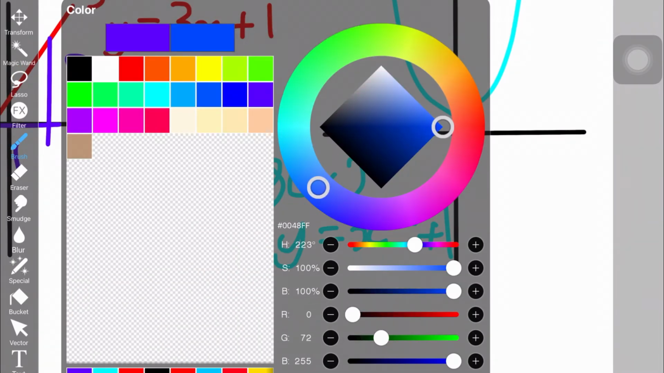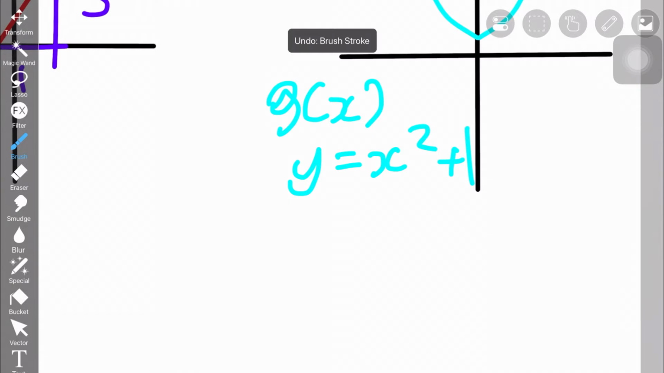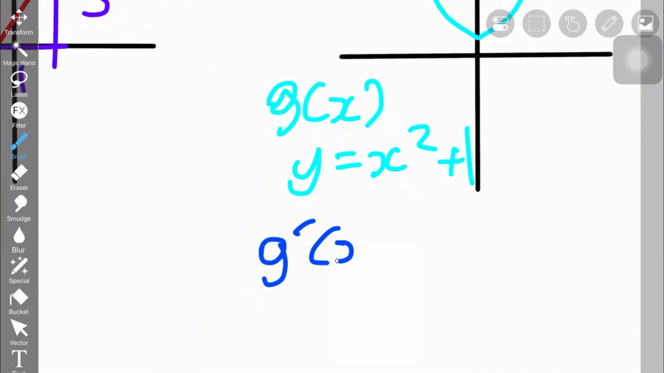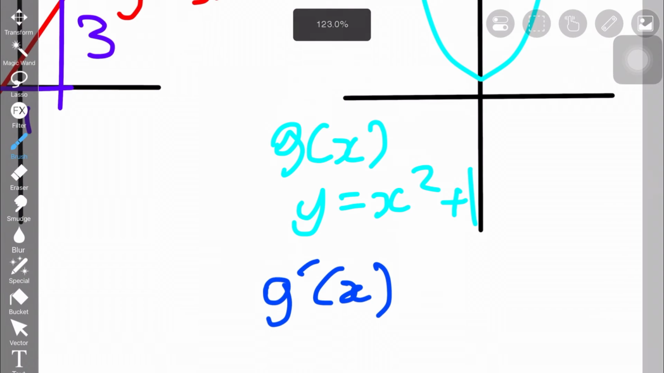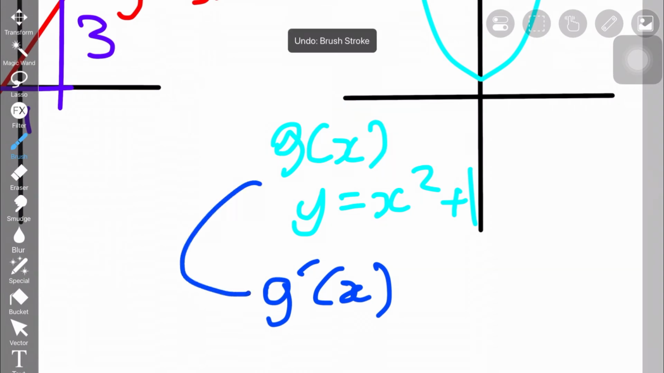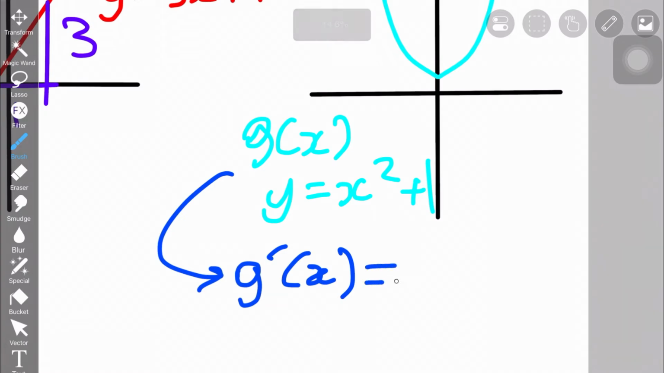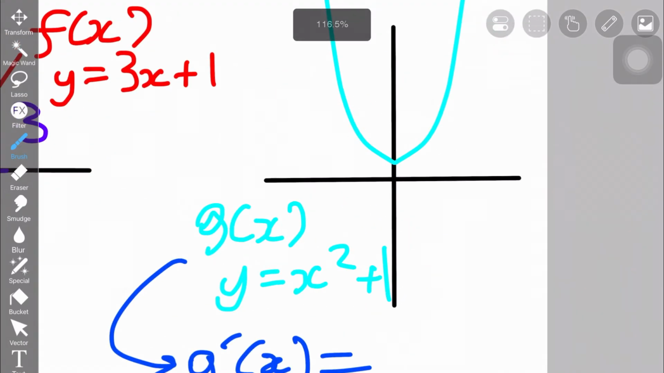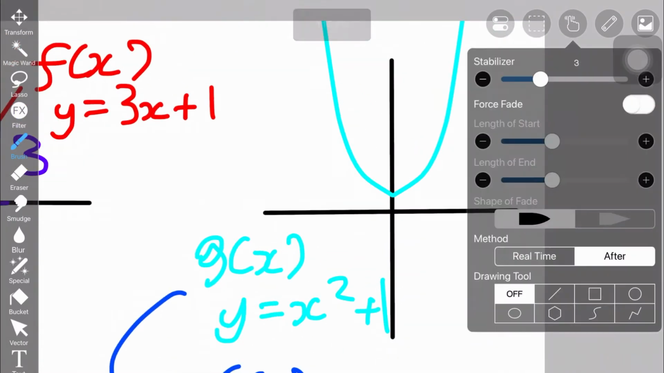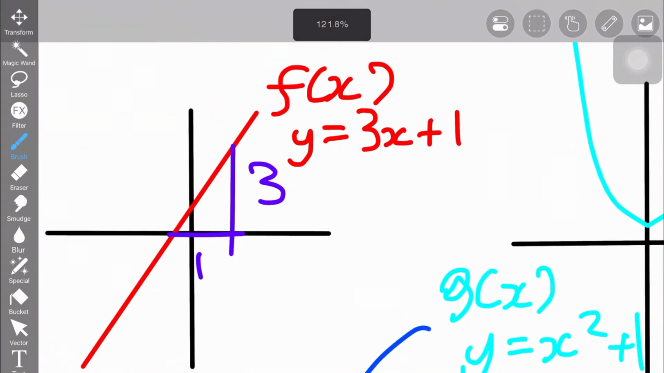So say I get out a dark blue here. Let's say I have another function called g prime of x. We're going to call this the derivative of g. And we call it the derivative because it's related to g by giving us the gradient of g at a certain point, right? Because both of these graphs, they still have gradients.